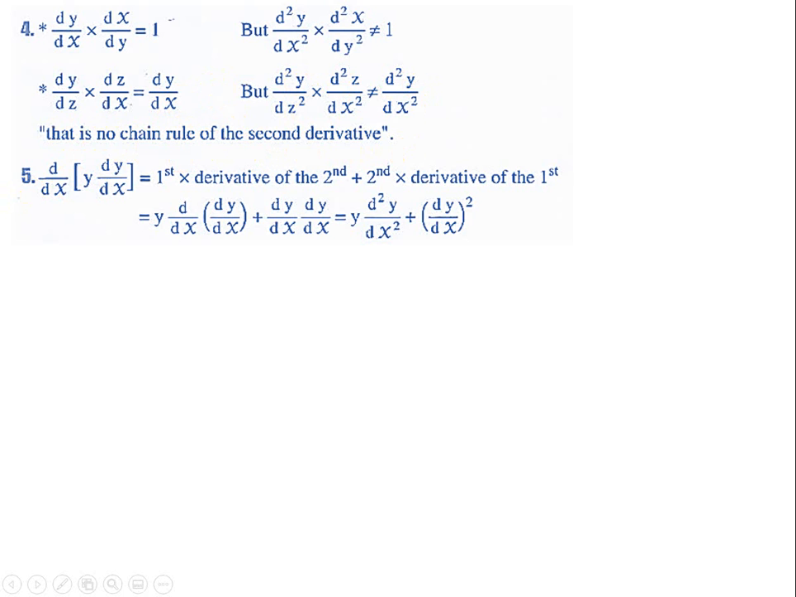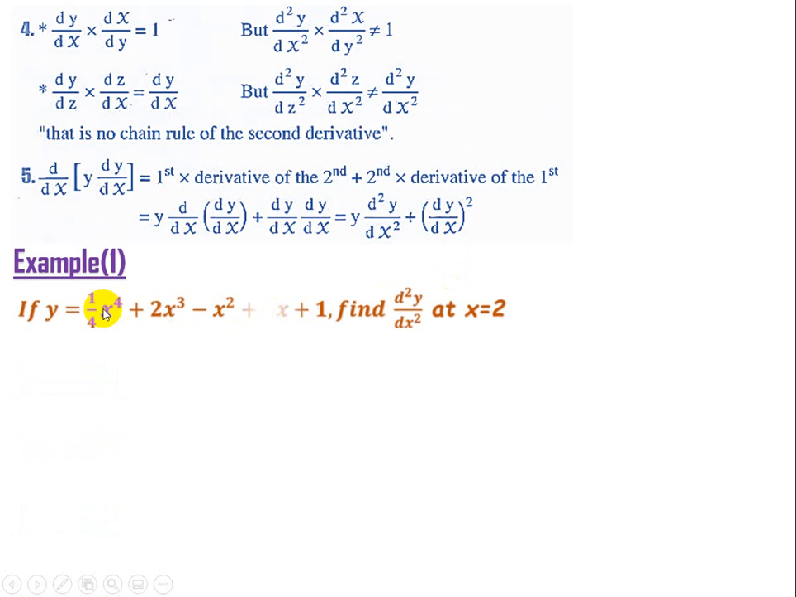d/dx of y times dy/dx equals first times derivative of the second plus second times derivative of first, which means bring down y, and the derivative of dy/dx equals d²y/dx², plus bring down dy/dx, and derivative of y is dy/dx, which means (dy/dx) all power 2. Example number 1.